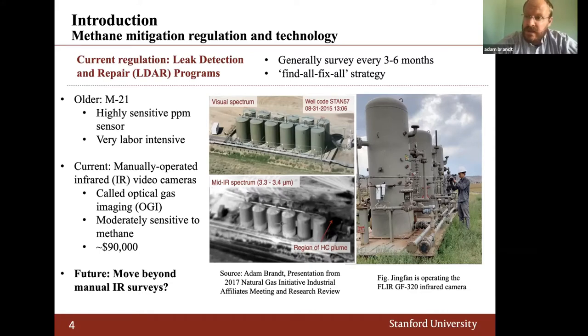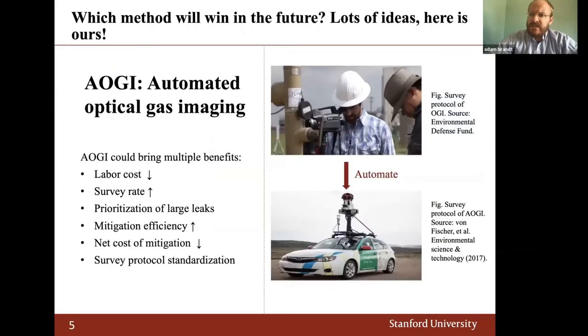So not cheap. In the future, what are we going to do? There are 1,000 ideas. How do we move beyond manual IR surveys? Which method will win in the future? I could name, we tested 12 companies, now 11, in the mobile monitoring challenge and extensions. Bridger Photonics is a line path sensor. There's a ton of things going on, satellites. This is just one idea. I'm not saying that it's the way to do it. It's just, I think, a cool idea.